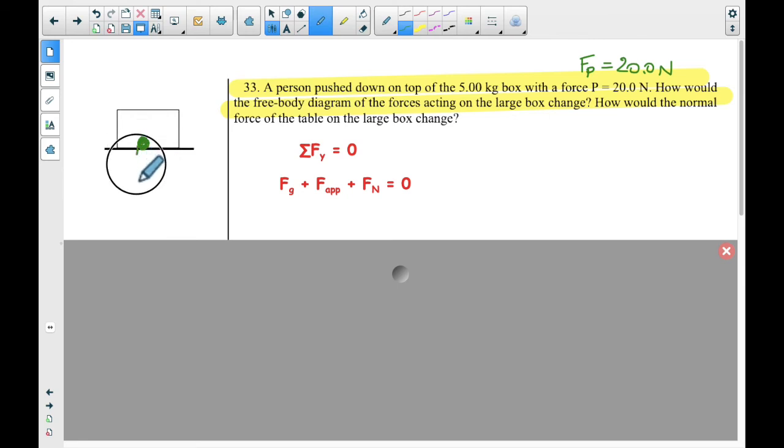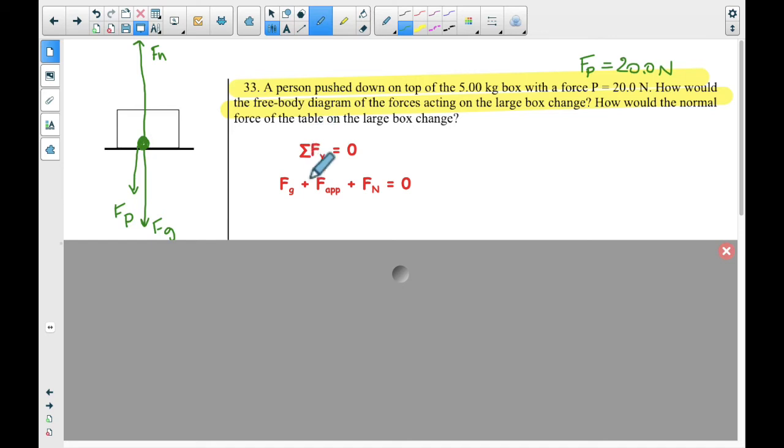Okay, how would that change the free body diagram? Well, you have this 20 newton force acting downward. So the force of the push is acting downward. We also have the force of gravity, which didn't we find that to be 49 a minute ago? So I'm going to draw it a little bit longer because it is longer. And then our normal force ought to be equivalent to these two added together. And I've kind of run out of space. It might even be longer than this. So this is our normal force.